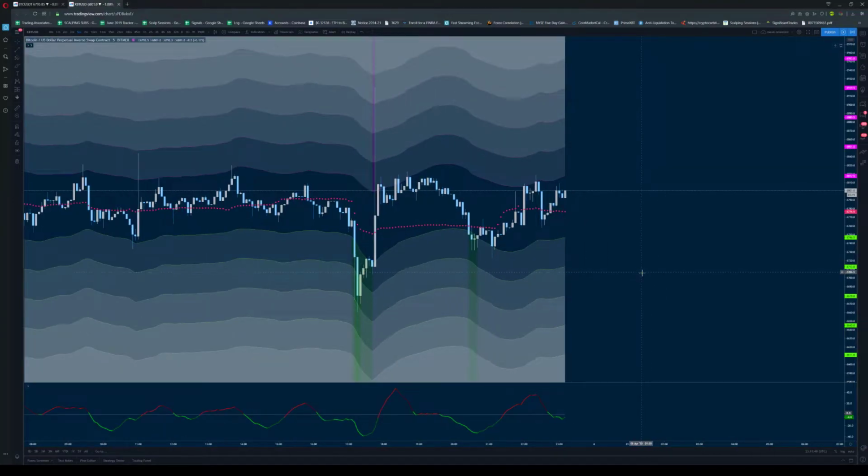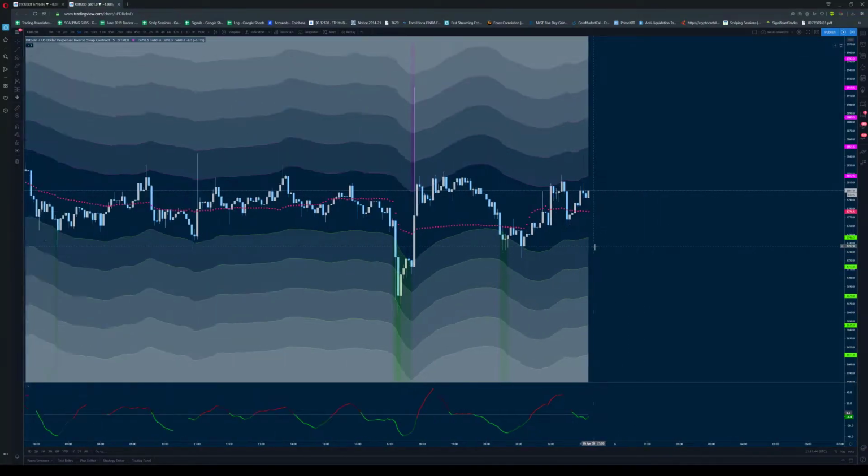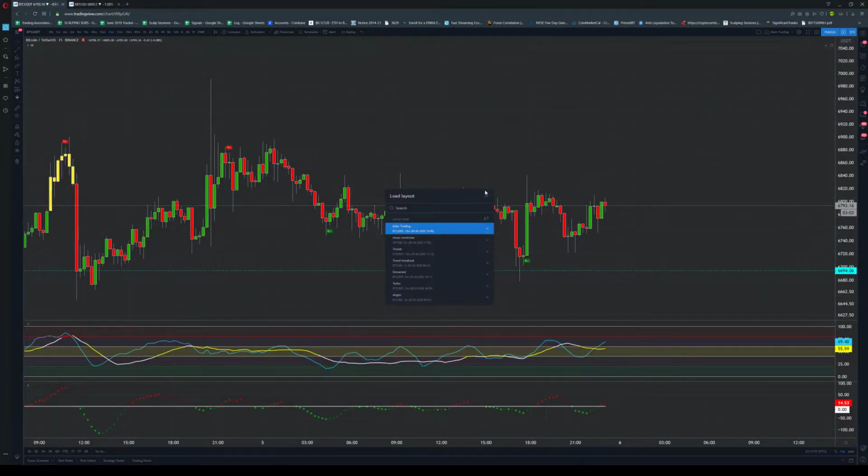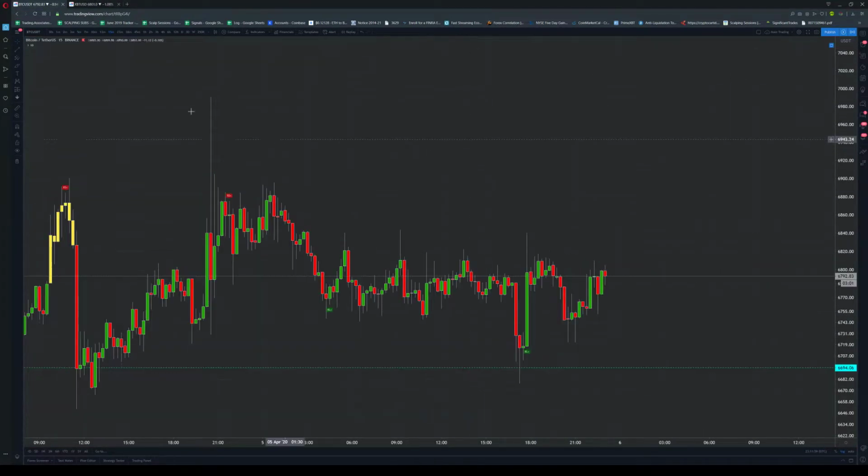You can generally tell whether or not a certain setup or indicator has some sort of an edge that you can use to your advantage, just based on looking at it, right? Like I can go and I can just be like, let me close some of these out.